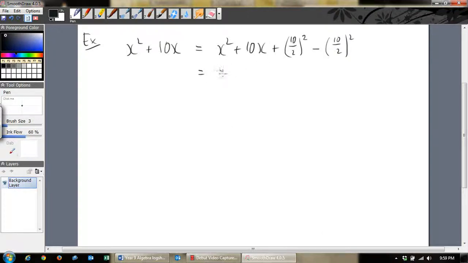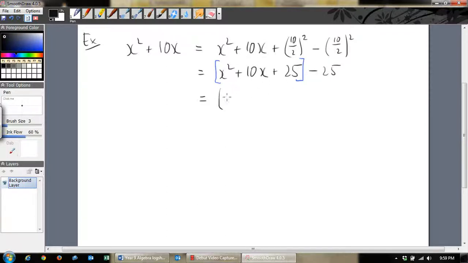So what is this? This is x squared plus 10x, and what is this? 10 divided by 2 is 5, 5 squared is 25, and then minus 25. The reason we've done this is because this here is your perfect square. If you factorize that, you will get a perfect square, and that's the whole reason we've done it, to create this perfect square. We've completed a square here.